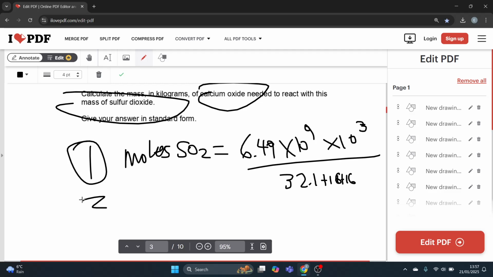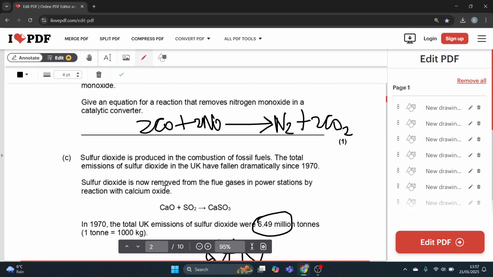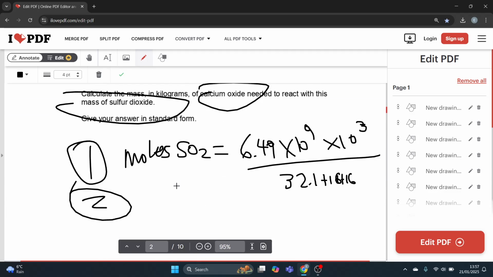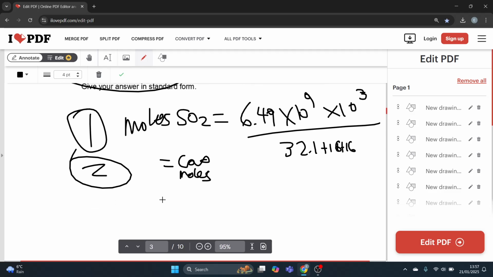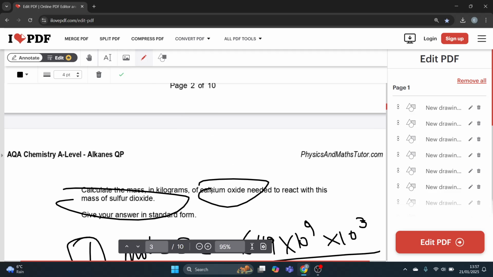1-to-1 mole ratio, I can clearly see from the equation. So therefore, the moles of calcium oxide is also going to be that. That's equal to calcium oxide moles. And we want to find out the mass of calcium oxide. Moles is mass over Mr. Mass is going to be the moles, which is just going to be that, because they're both the same, times by the Mr of calcium oxide.